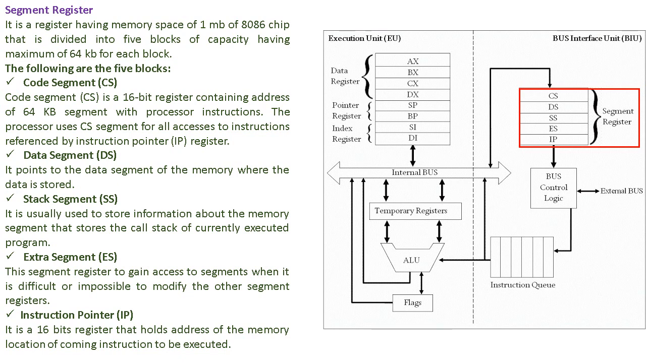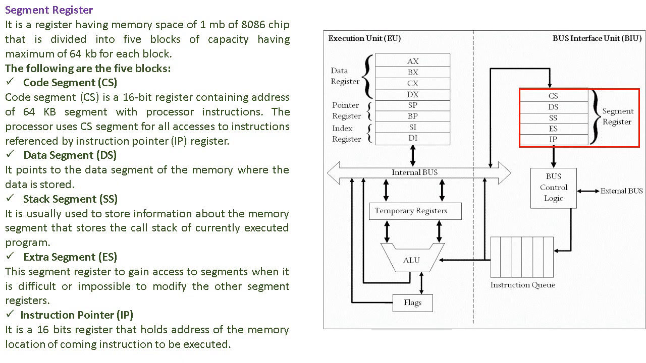Another register you have to understand is the data segment, known as DS. You can observe data segment DS. It points to the data segment of the memory where the data is stored. DS is used to point to the data segment of the memory where the data is actually stored. Another part is the stack segment, known as SS.